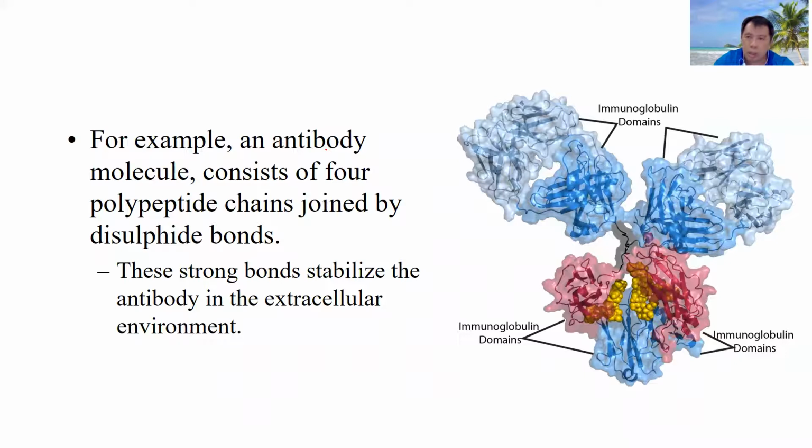So this is antibody structure. It consists of four polypeptides, and each of these four polypeptides is joined by disulfide bonds. So the disulfide bonds are the strong bonds that stabilize the antibody molecule.